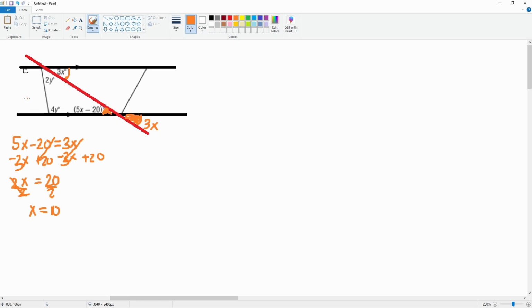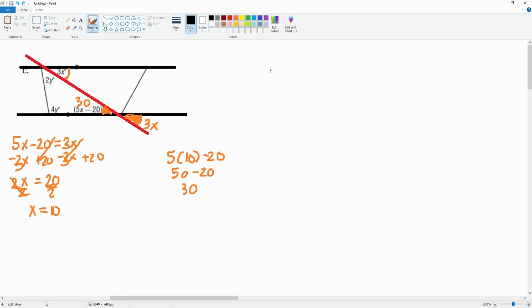Let's see if we can somehow get the y. Ooh, this is interesting. What happens if I plug in x in here? So 5 parentheses 10 minus 20. This becomes 50 minus 20. So this is 30. So this whole thing is 30 degrees. Isn't this part here a triangle? Right? Yeah, that is a triangle.